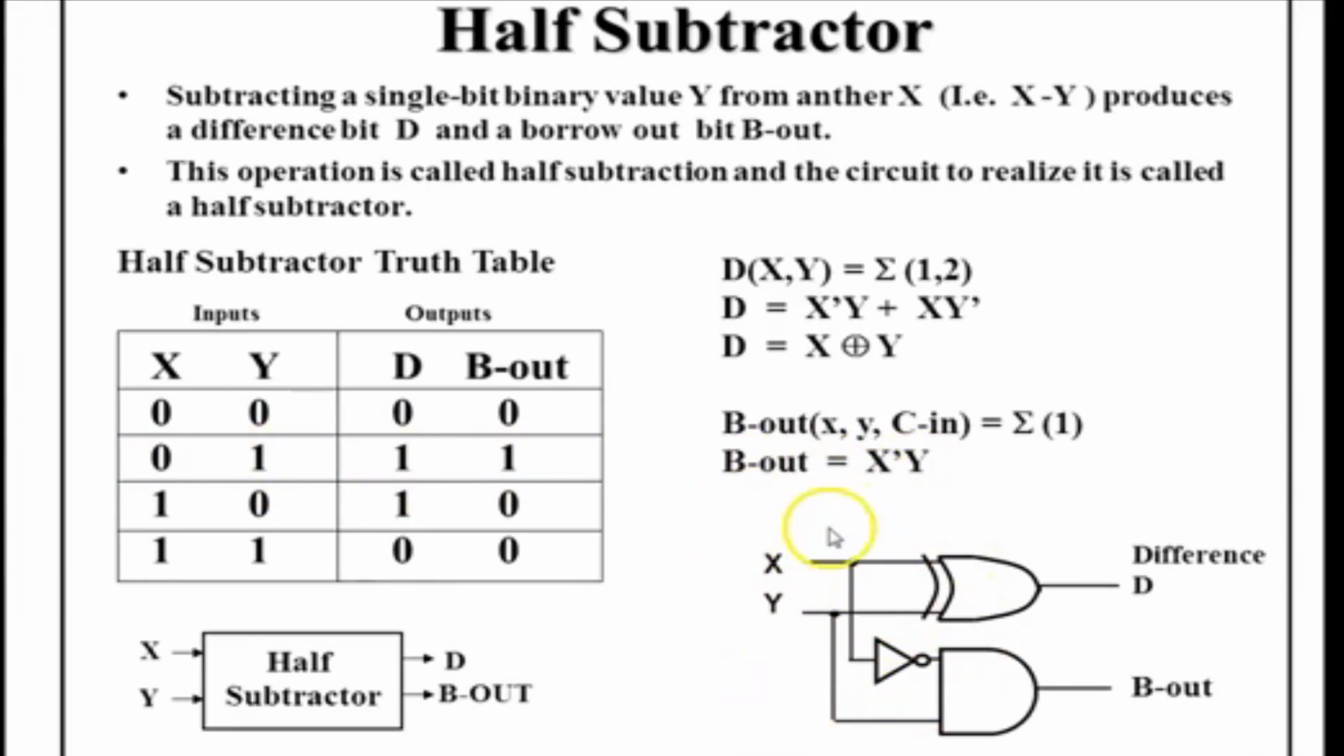So we can now draw the logical diagram using a 2-input XOR gate giving out the difference, and an additional gate used here is an inverter because x value must be inverted and sent in as an input to the AND gate. So x bar into y gives out the borrow out. So this is about half adder and half subtractor.